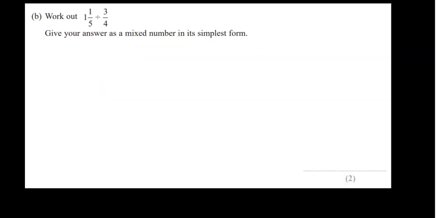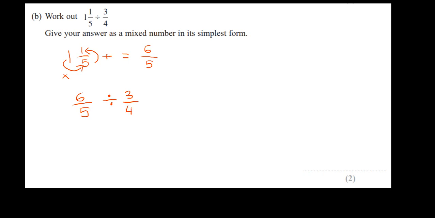It says work out 1 and 1/5 divided by 3 over 4. Alright, before I start dividing, I'm going to first convert the mixed number into an improper fraction, again just like the previous question. So again, I'll multiply the whole number by the denominator. 1 times 5 gives me 5, and add back the numerator. That's 6 over 5. So I'm going to rewrite my question: 6 over 5 divided by 3 over 4.